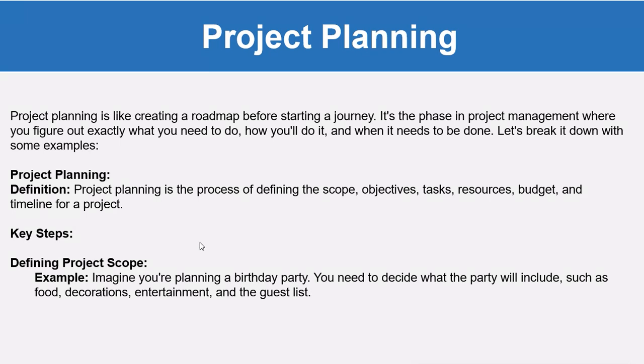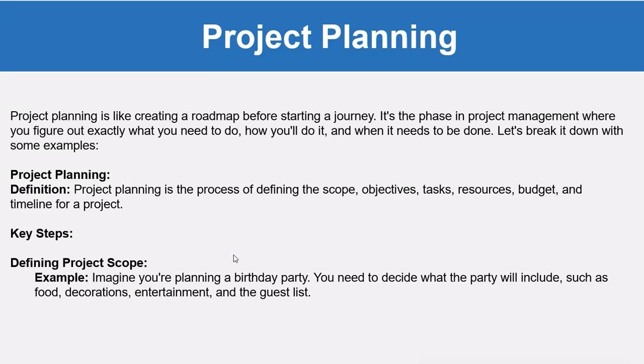It is the phase in project management where you figure out exactly what you need to do, how you will do it, and when it needs to be done. Project planning is the process of defining the scope, like what needs to be delivered, what the objectives are, tasks, and resources. Resources means human resources, physical resources, budget, meaning finance, and the timelines for a project. All those things are included in project planning. So how will you manage all those things actually? The key step in the project planning phase, first, is defining the project scope.